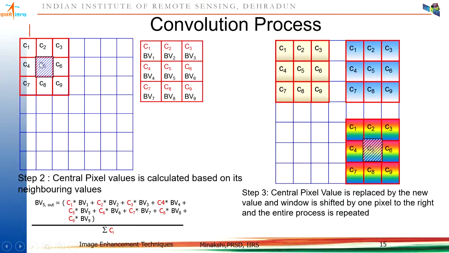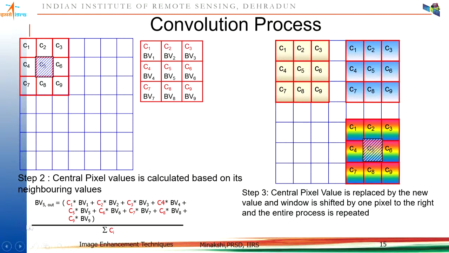Now in convolution, we will compute a new value based on all these pixels and compute a new value for this central pixel. And that is why we define convolution as a process of weighted evaluation of a central location, right? Or modifying a pixel value based on its neighbors.